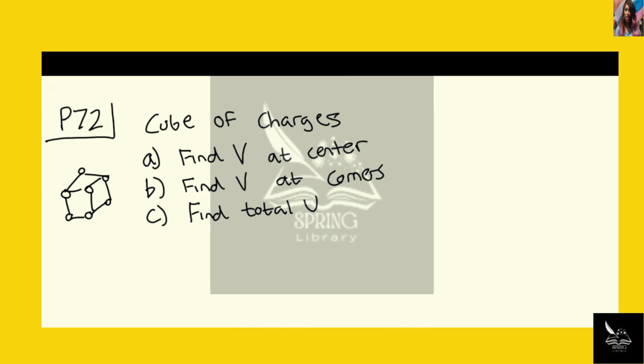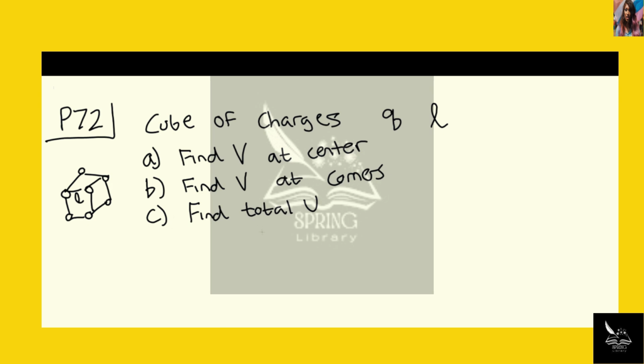Okay, in this problem we have a cube of charges. We can assume that each charge has a charge of little q, and the length of each side of this cube is little l. We are asked the potential at the very center of this cube, and we're asked to find the potential at the corners, and lastly, we're asked to find the total energy contained in this charge configuration.